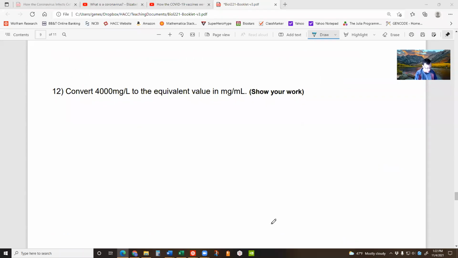Question 12. What'd you put down for question 12? Okay, it is in fact 4 milligrams per milliliter. Do any of you need me to write out the work for this? Do you understand the work for it?